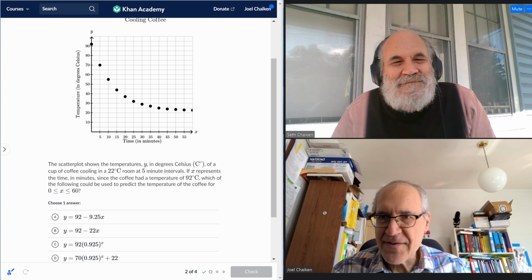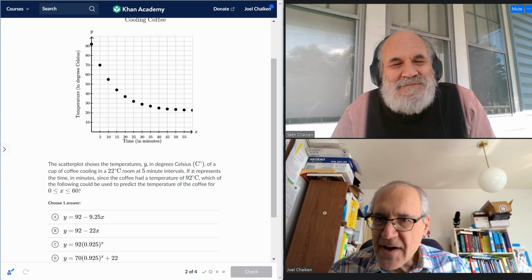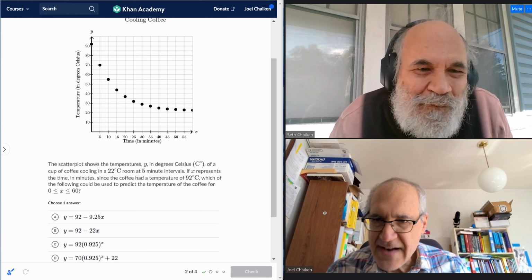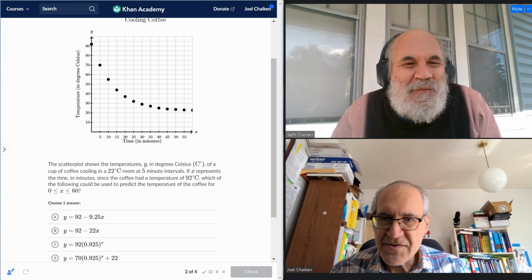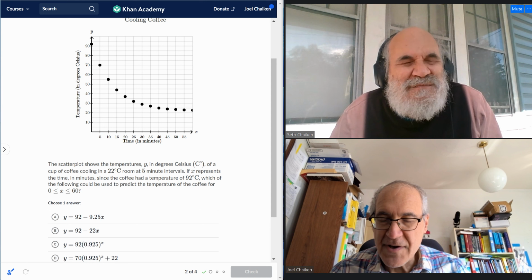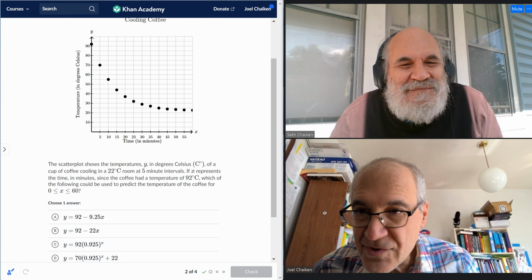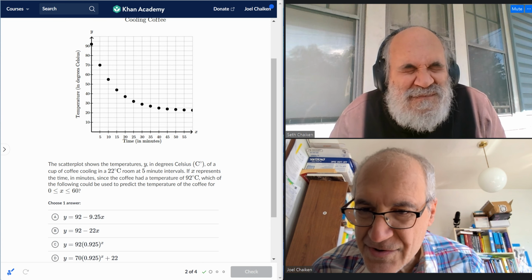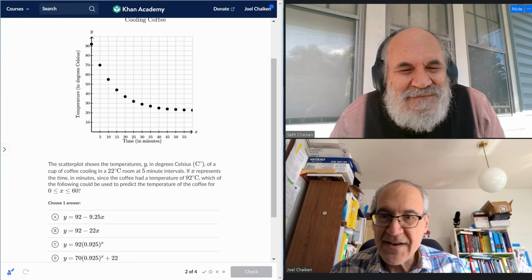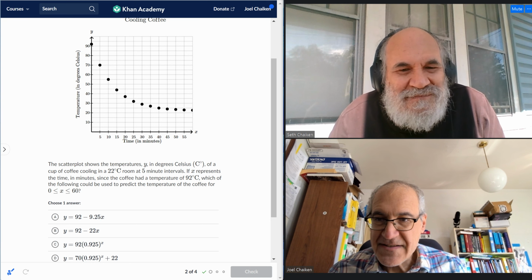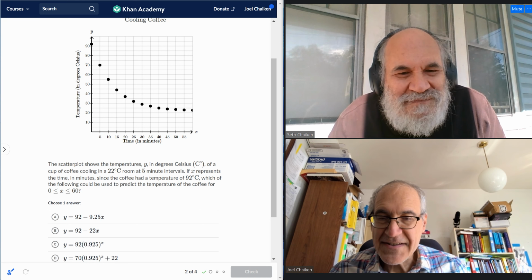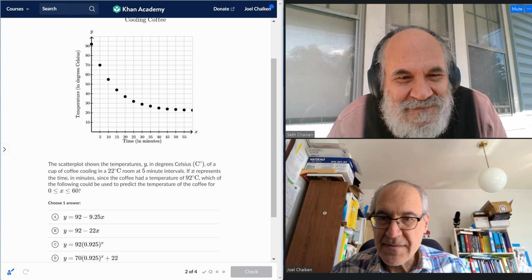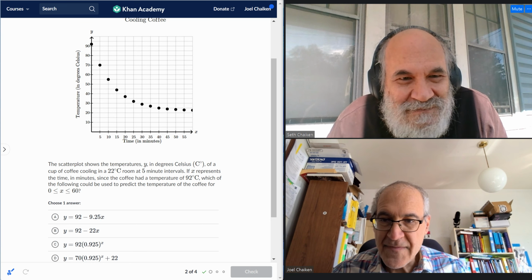Okay, here we have a graph. They call it a scatter plot of cooling coffee, temperature, and time. The scatter plot shows the temperatures y in degrees Celsius of a cup of coffee cooling in a 22 degrees centigrade room at 5-minute intervals. If x represents the time in minutes, since the coffee had a temperature of 92 degrees, which of the following can be used to predict the temperature of the coffee from 0 to 60?